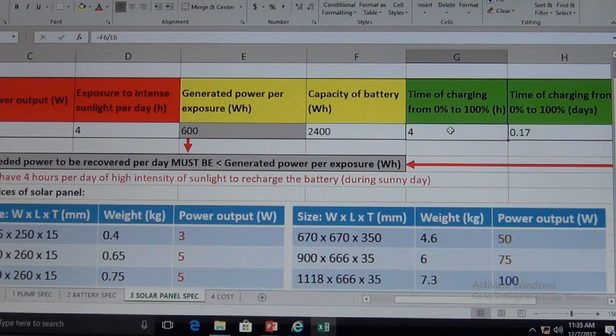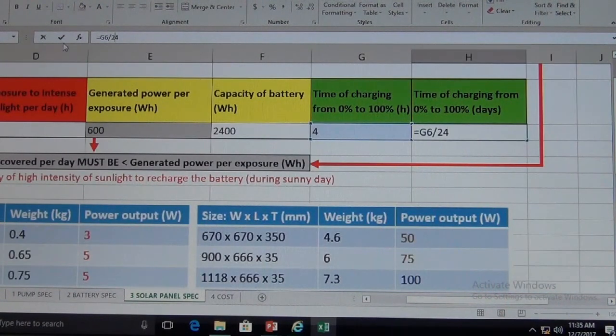Understand? So how many days? About 0.17 days. This is in hours, this is in days. The formula is like this. Always refer to the formula here. I will not give you the formula over here on how to calculate. You just need to click and find out your own formula over here.